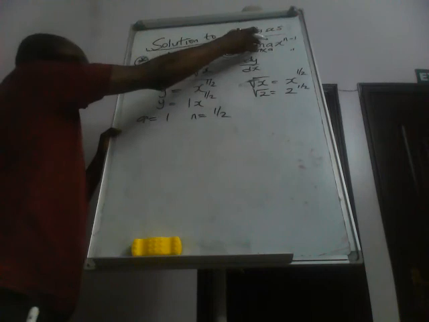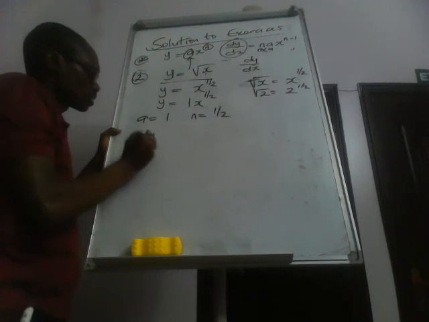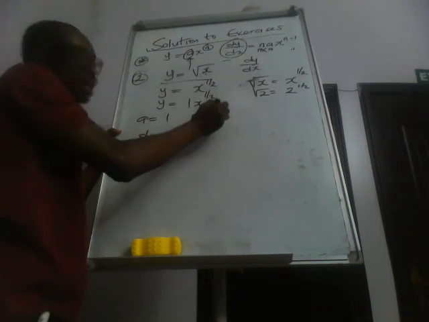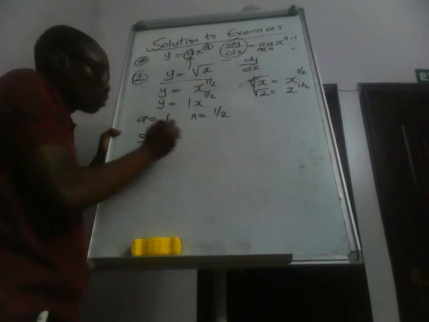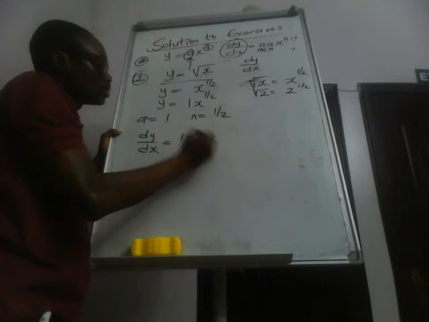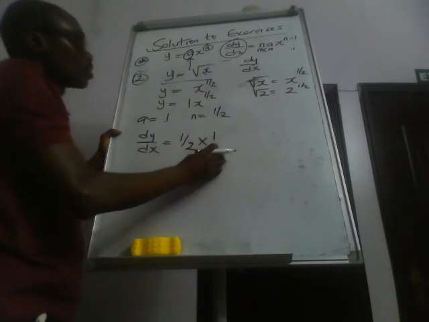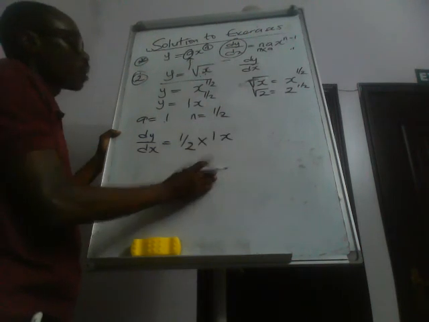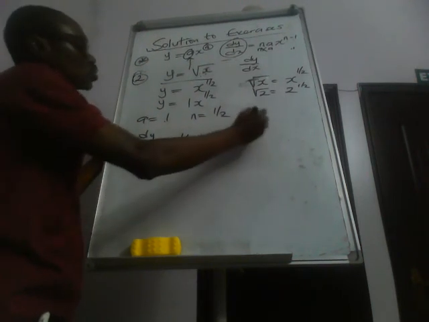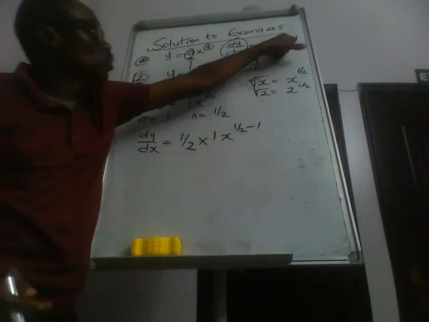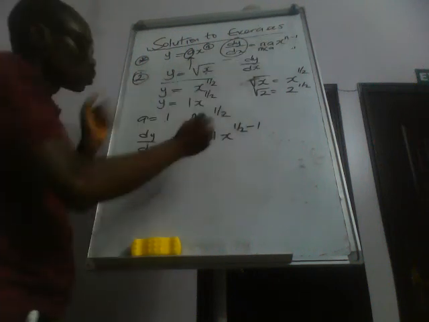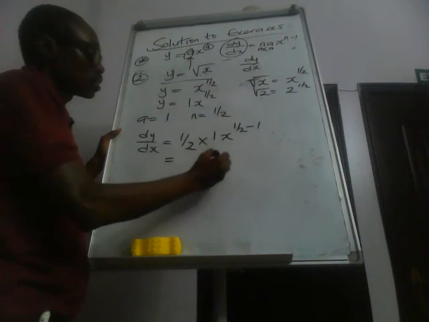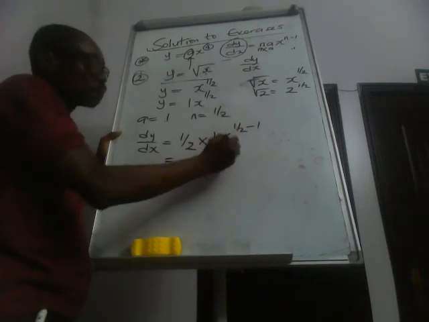So applying this formula here, your dy/dx is going to be equal to n times a. Your n is half, your a is 1. So that will be half times 1. Okay? Then x raised to power half minus 1, based on n minus 1. Your n is half, then minus 1. So half times 1 is the same thing as half. Half minus 1 is the same thing as minus half.